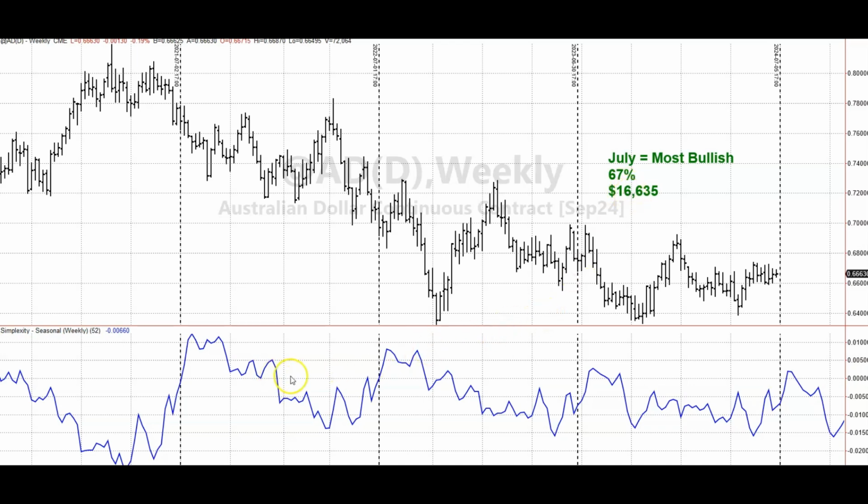If we look at the Simplexity seasonal indicator at the bottom, we see how July kind of comes in at the tail end of this rally that we've had right here over these last few years. And that makes sense because going into the middle or later stages of the summer is where we've had the annual or seasonal high, or the top, coming in the Australian dollar before it drifts lower for the rest of the year and finds its bottom usually in the spring of the following year.